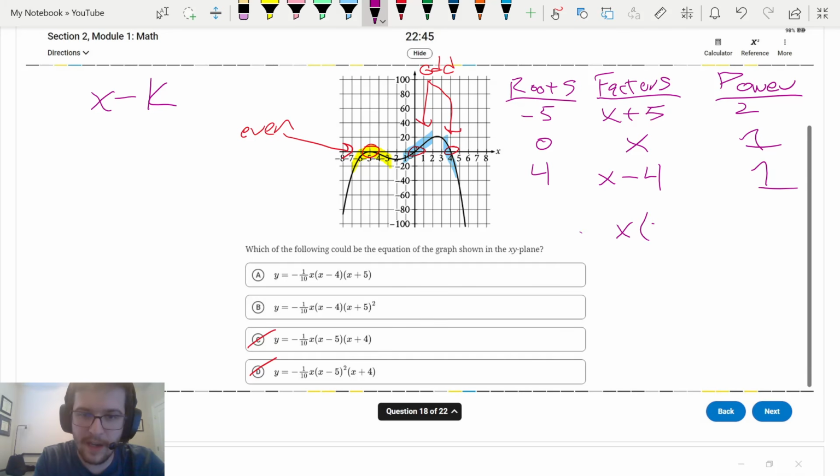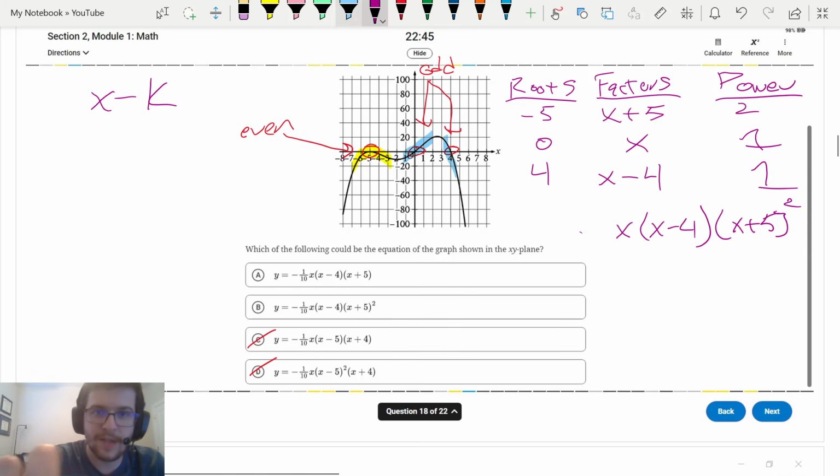x times x minus 4. Both of those are to the 1. And anything to the 1, by rules of exponents, is just itself, so we don't need to write it. And x plus 5 raised to the power of 2. So you should see that in your answer choice, and the only one that has that is B.